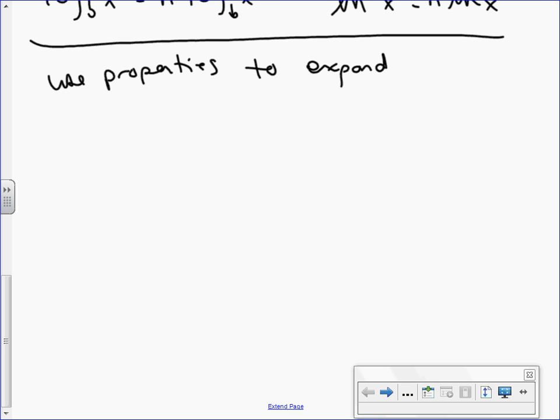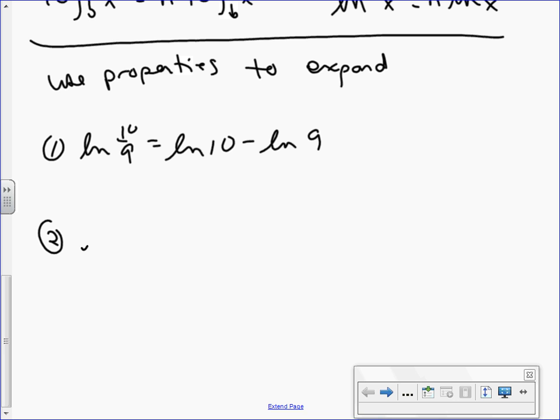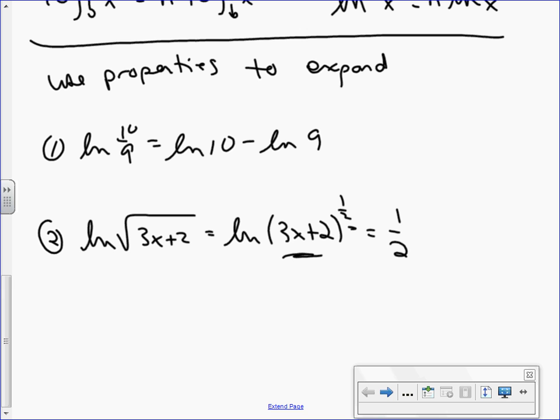So, for example, if you see this, the natural log of 10 over 9, you need to recognize that that's the natural log of 10 minus the natural log of 9. And I know that doesn't seem to help you very much, but when there's x's and y's and things in there, it will help you. The natural log of the square root of 3x plus 2, that's the natural log of the quantity 3x plus 2 to the 1/2 power. So that's a base to a power, so we can put the 1/2 in front of that. 1/2 the natural log of 3x plus 2. You cannot break that up. That's an addition right here, and there's no property for breaking that up.